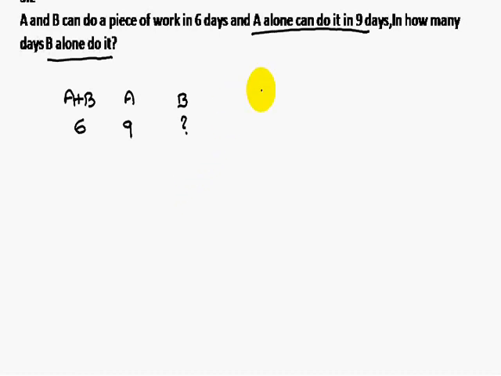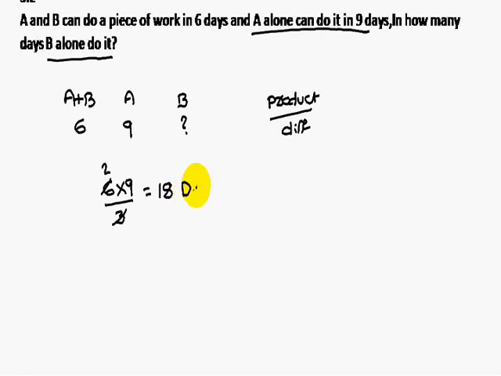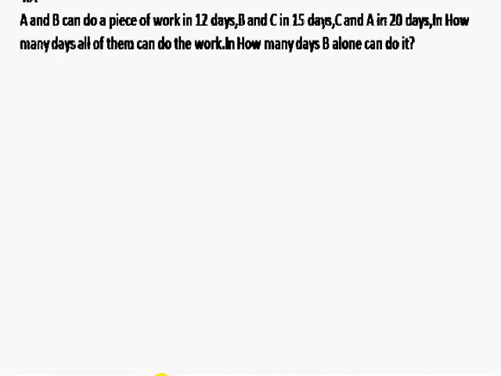So for this problem the shortcut is product by difference. That is nothing but product means 6 into 9, by difference, which is 3. 9 minus 6, the difference is 3. 3 2 times, 2 into 9 is 18. So B can complete the work in 18 days. Okay, so go for the next problem.